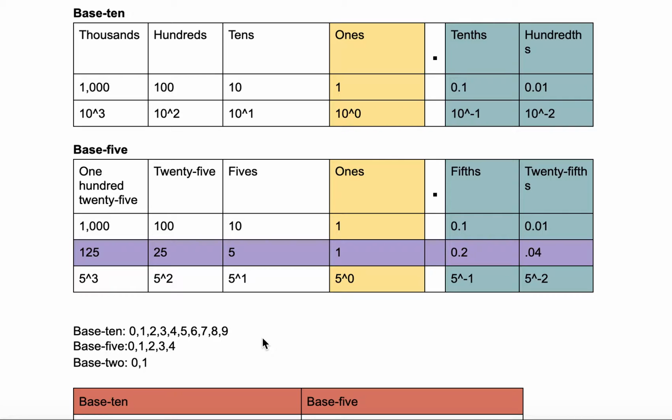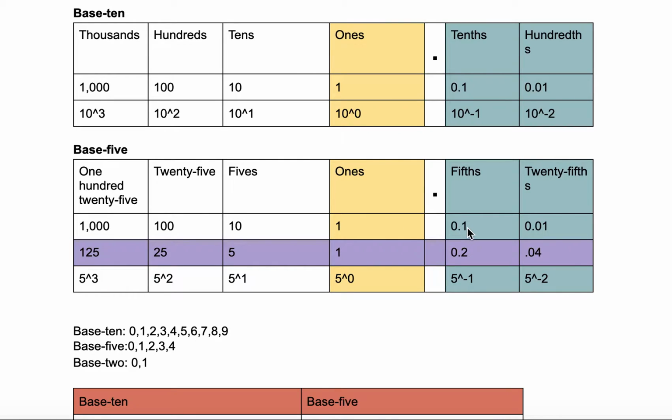Because if these were just objects, sticks on the ground, we would say there's 125 sticks on the ground. How would we write 125 sticks? We would write it 1,000 in base 5, right? 125 is one 125, zero 25s, zero fives, zero ones. 5 is 10, one five, zero ones, and 1 is just 1. And 1, 2, 3, 4 all look the same.